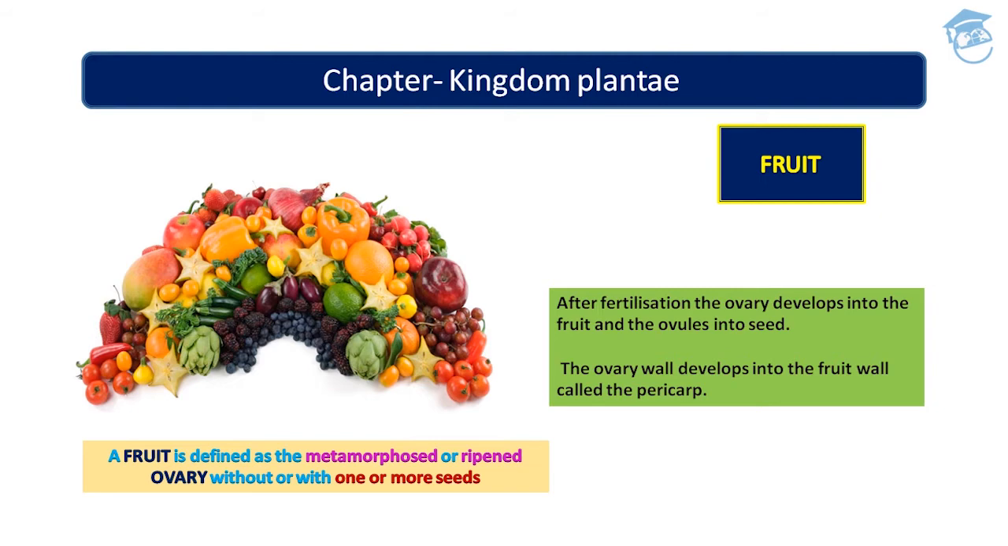When the pericarp is thick and fleshy, it is differentiated into outer epicarp, middle mesocarp and inner endocarp. We will discuss it in detail, but for the time being, just know that after fertilization, the ovary develops into a fruit and ovules get converted into seeds, and the ovary wall develops into the fruit wall, which is called pericarp. So all in all, you can say that fruit is defined as a metamorphosed or ripened ovary with or without one or more seeds.